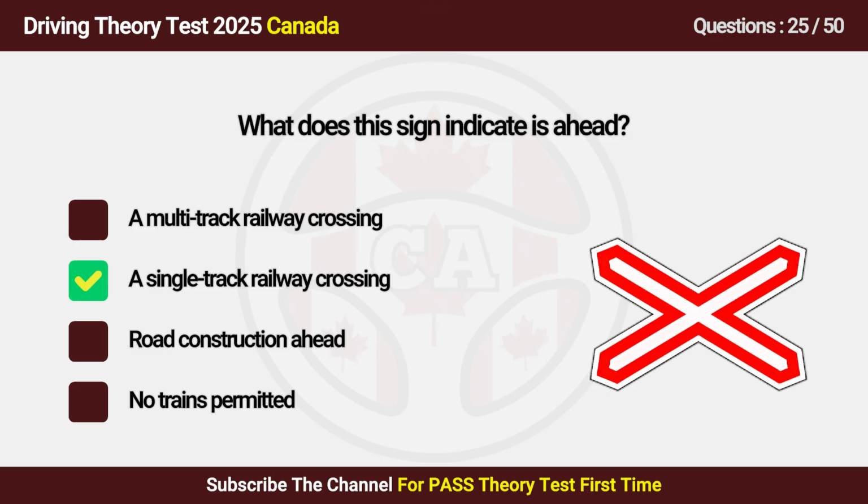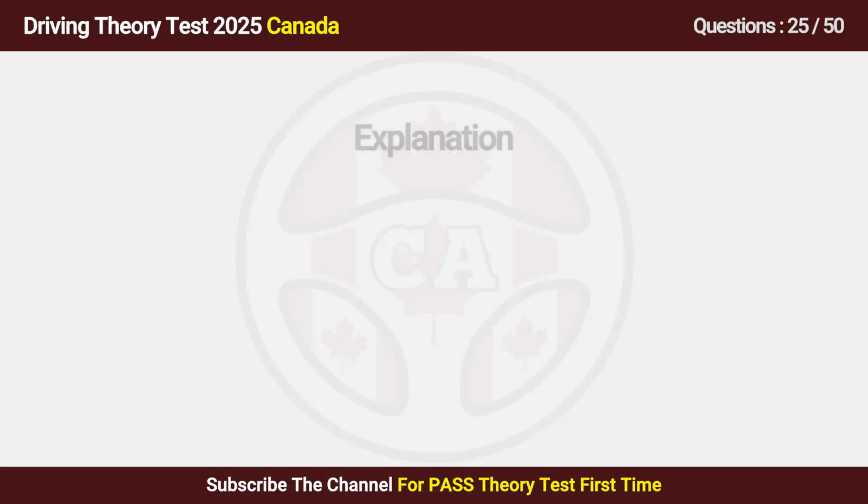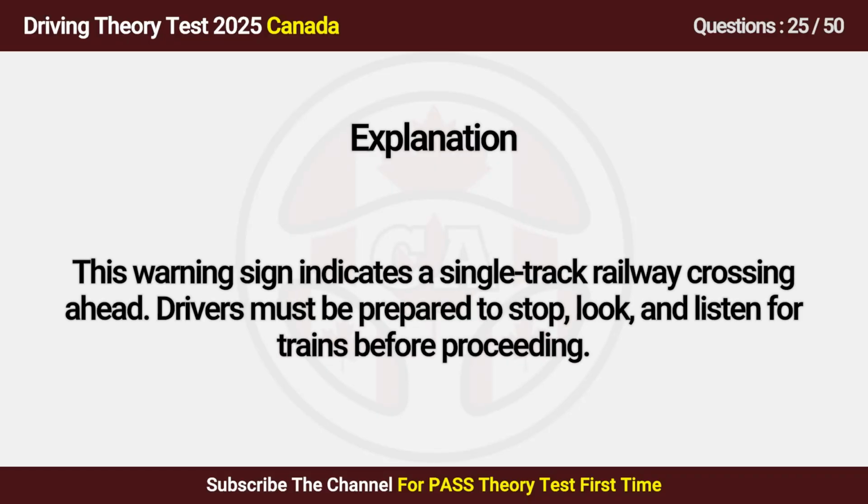Answer is B, a railway crossing. This warning sign indicates a railway crossing ahead. Drivers must be prepared to stop, look, and listen for trains before proceeding.